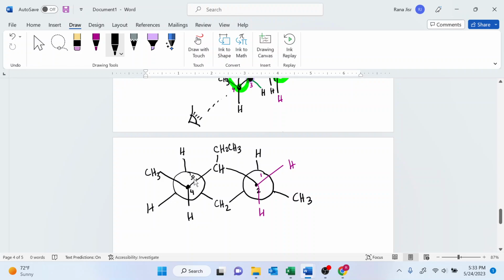Every Newman is around 2 carbons. So 2 carbons here, 2 carbons here. This is 4 carbons. And in the middle, there are 2 carbons. So you have a total of 6 carbons. These are the carbons of the cycle.